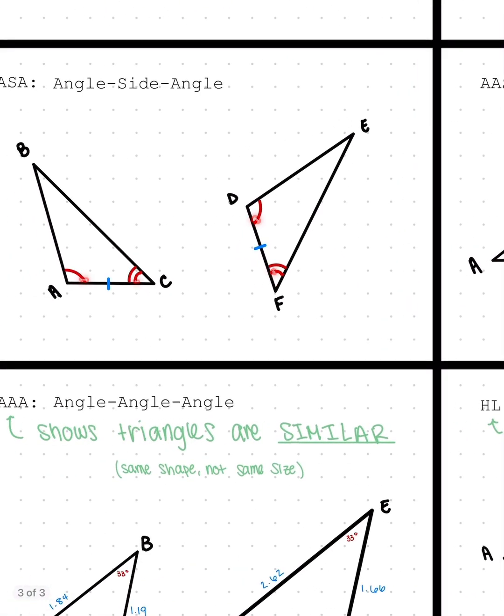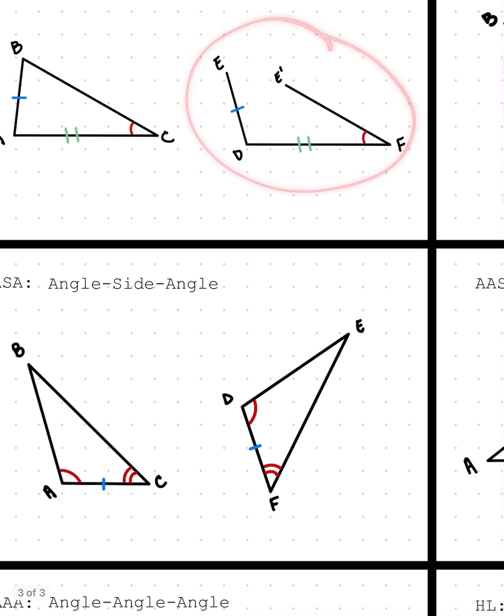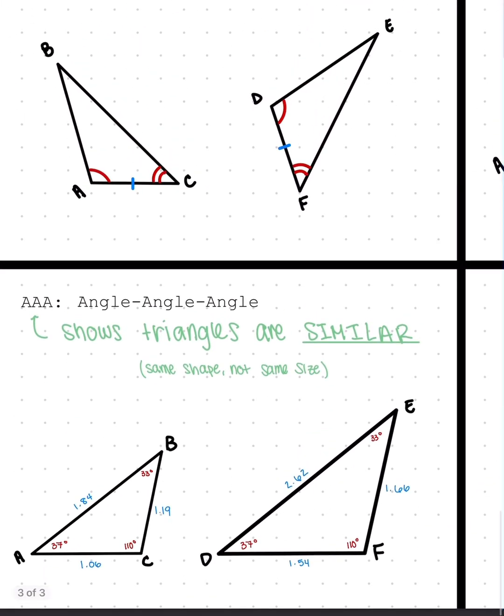And we can use the same exact logic on ASA, this angle-side-angle theorem, because again, we know 2 angles and we have a side, so they add up to 180 and they prevent that situation up above.